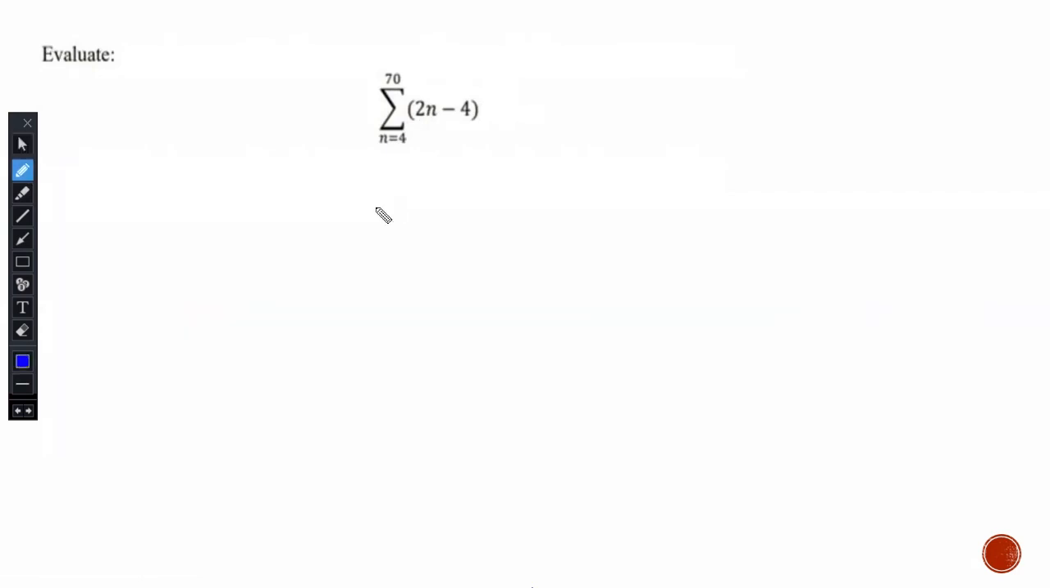Now we have an extract from an exam paper. We are told to evaluate the sum of 2n minus 4, starting from n is 4 all the way to 70, right? Now we can see that we are working with a lot of numbers here, so we can't expand this all the way up until that end index. When it says evaluate, that means we are supposed to calculate the sum of the series. We are supposed to find the value of the series.